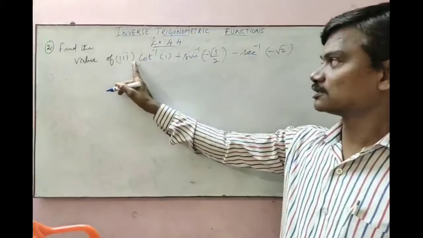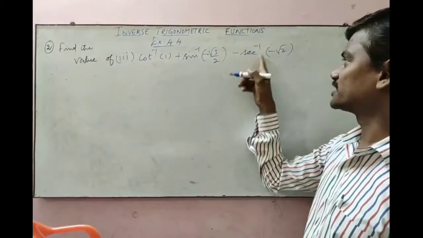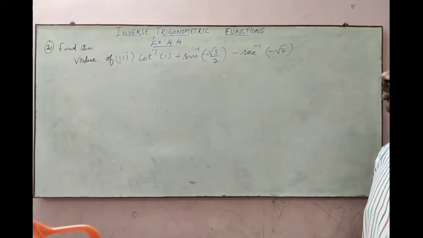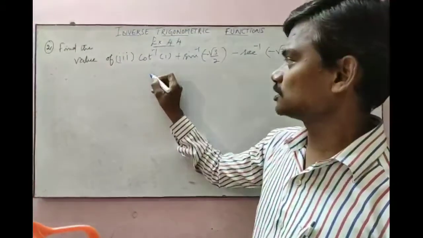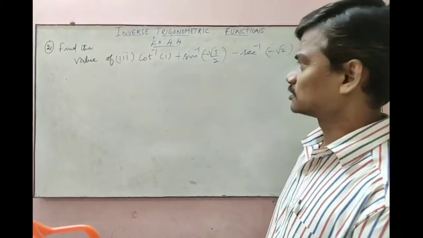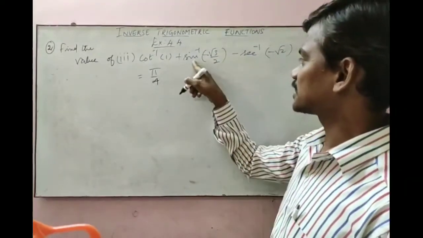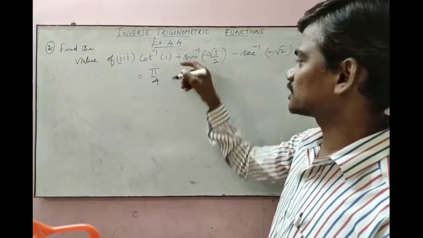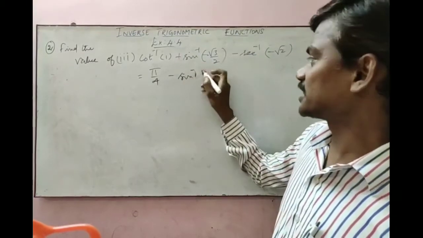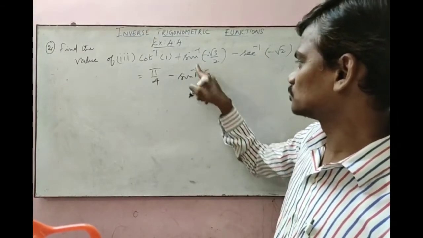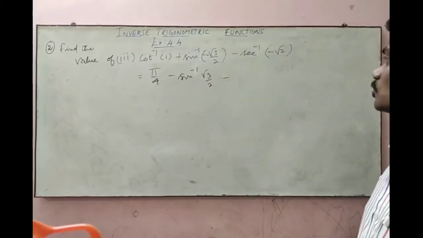The third subdivision, cot inverse of 1 plus sin inverse of minus root 3 by 2 minus secant inverse of minus root 2. Cot inverse of 1. Cot, which degree is 1? Cot pi by 4 is 1. So you can write this as pi by 4. Here sin inverse of negative. So negative sign comes outside. You will get minus sin inverse of root 3 by 2 minus secant inverse of minus root 2.